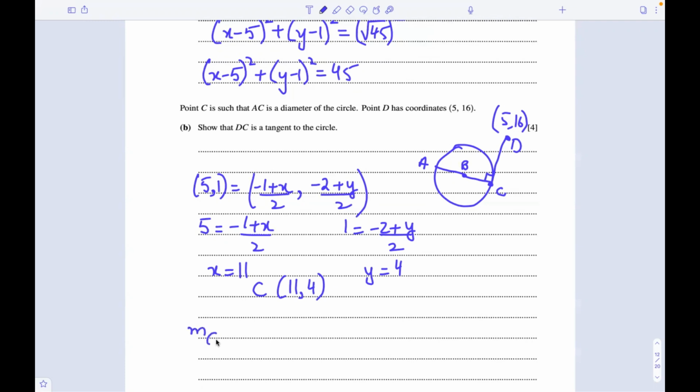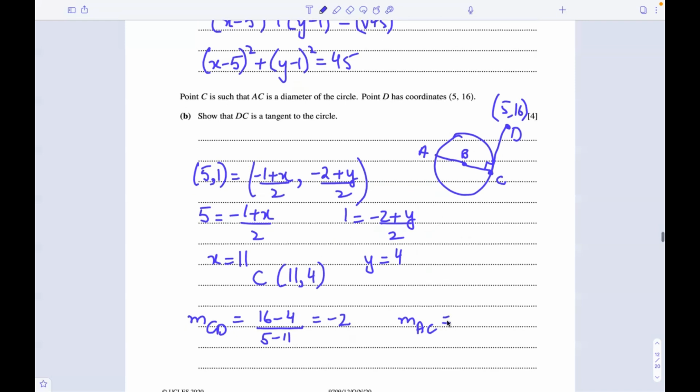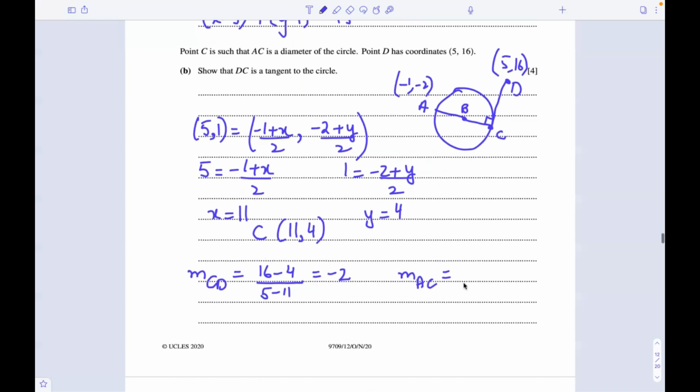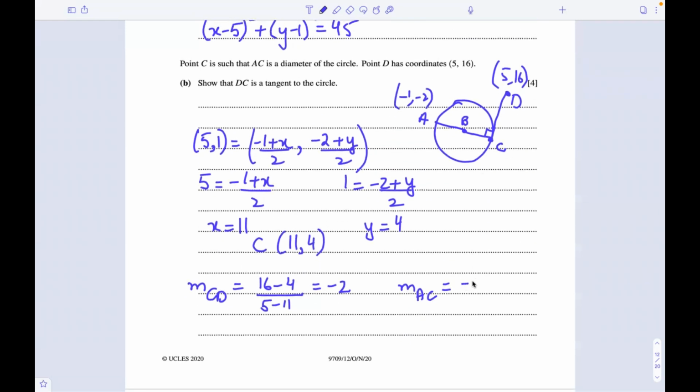So the gradient of CD would be y2 minus y1 over x2 minus x1, so we can write 16 minus 4 divided by 5 minus 11. This will be 12 divided by minus 6, which is minus 2. And the gradient of AC: the coordinates of A are minus 1 and minus 2, and the coordinates of C are 11 and 4. So y2 minus y1 would be minus 2 minus 4 divided by minus 1 minus 11, which simplifies down to positive 1 upon 2.